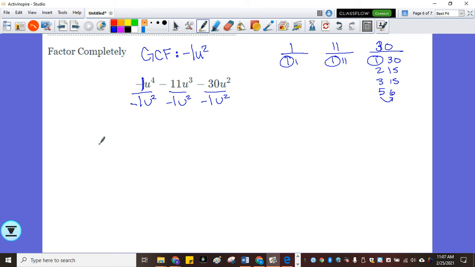Okay, so we're dividing. What's negative 1 divided by negative 1? Positive. I have 4 u's on top, I'm taking 2 of them away, so there's 2. A negative 11 divided by a negative is positive 11. I have 3 u's on top, I'm taking 2 away, so 1. Negative 30 divided by negative 1 is positive 30. I have 2 u's, I'm taking 2 away, so 0. So they go away.